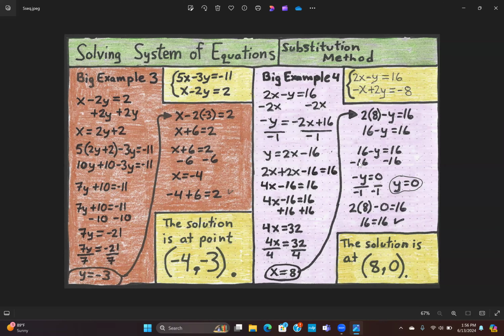All right, so all we have to do is subtract 16 from both sides because we want to get the variable on one side of the equation. And so now we have negative y is equal to 0. Sorry with these negative variables, but all we're going to do is divide both sides by negative 1 to clean that up. And so now we know that y is equal to 0. And when we plug it in, everything checks out. And so the solution, these two equations will meet at (8, 0).